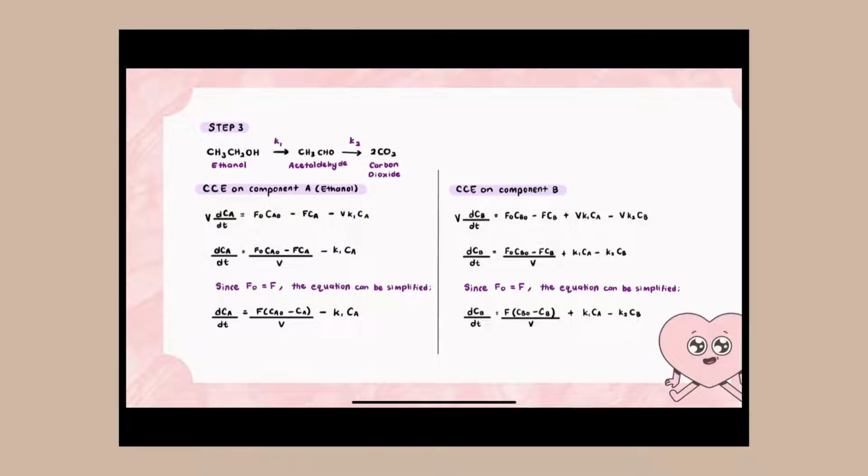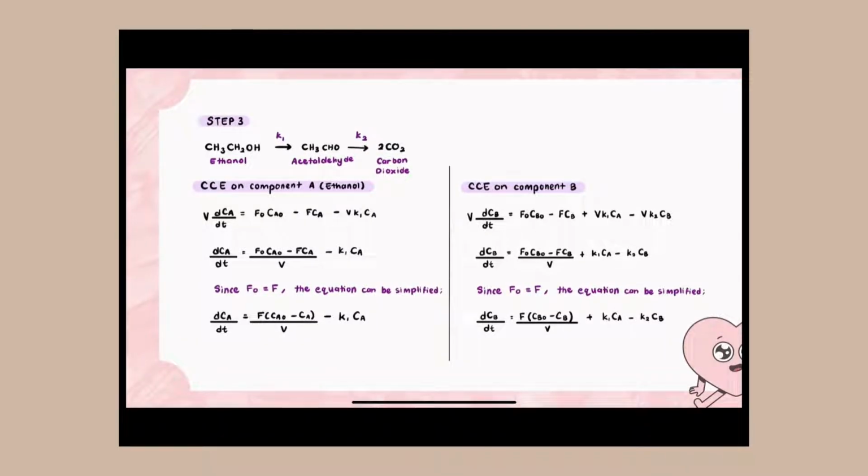Firstly, we generate the CCE on component A, which is ethanol. As usual, V dCA over dt equals F naught Ca naught minus F Ca minus V K1 Ca. And we divide the whole equation by V. So we are left with this equation. And since, as mentioned before, F naught equals F, the equation can be simplified as dCA over dt equals F (Ca naught minus Ca) over V minus K1 Ca. And that is the CCE on A.